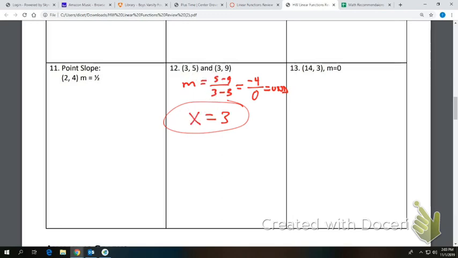Okay. So look at number 13 right now. My slope's 0, which means, Bailey, you have what kind of line? Horizontal line. Everybody look at me. Make eye contact with me. Which axis would a horizontal line cross? The y. What's your y value? 3. Y equals 3. Done.